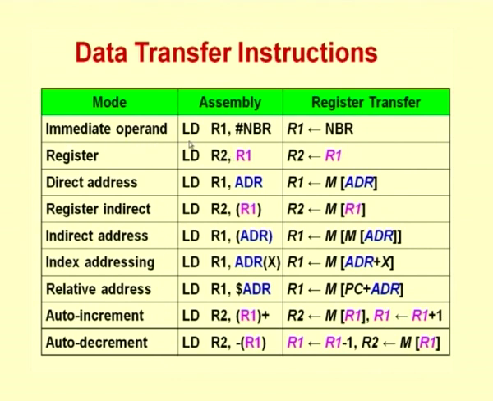Suppose we are using an immediate operand. I would have something like load R1 comma hash number. Remember that hash specifies an immediate operand. In register transfer language, it means that the number which is already specified in the instruction goes to the register R1 at the end of this instruction. Similarly, if you have register addressing mode, it would be load R2 comma R1. Here the value of R1 is stored into the register R2.